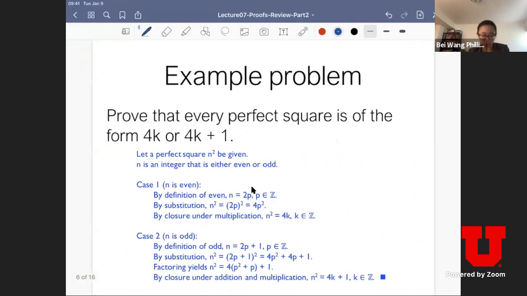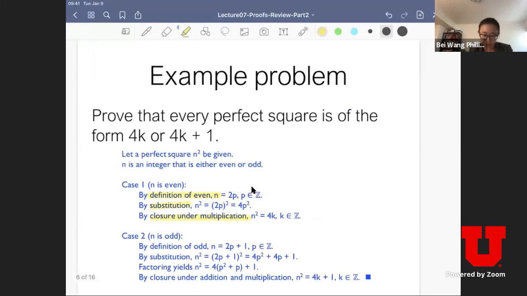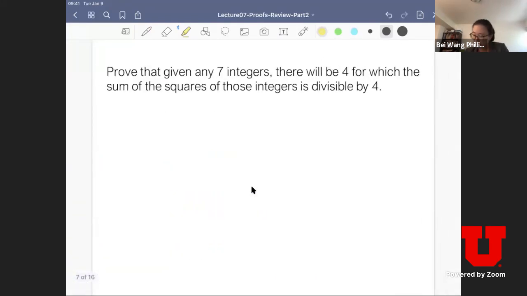And then, of course, here in blue is the detail of the proof. Again, in exams, please write out all the details: by the definition of even number, by substitution, by closure property under multiplication. Those are some of the details that should be included in the actual solution of the problem. Okay. Next one.